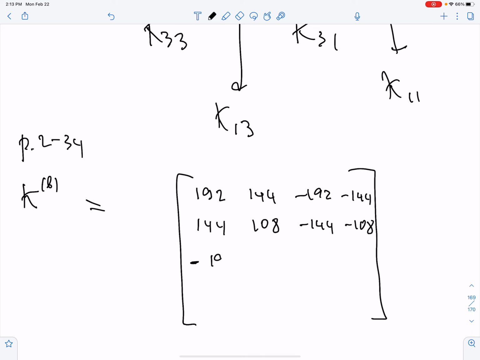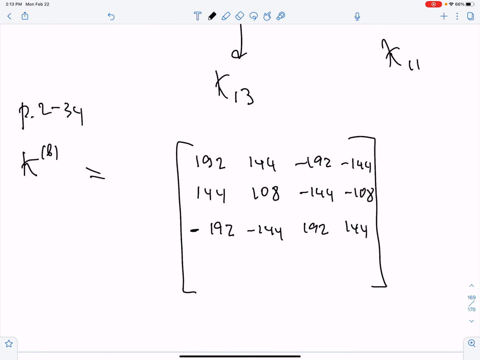minus 192, minus 144, 192, 144, minus 144, minus 108, 144, and 108.